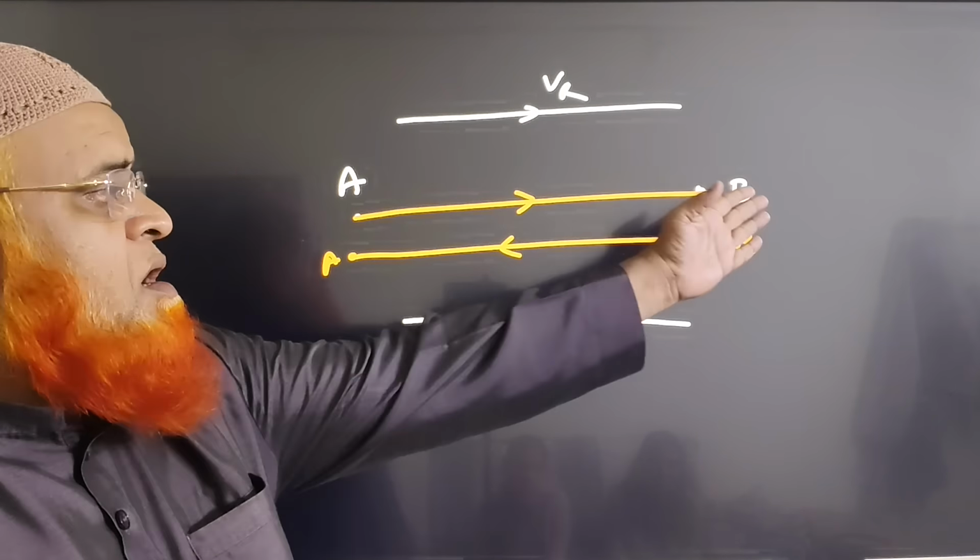Time is more, but path is less. Here path is more, but time is less. Is it clear what I am saying? Okay. So now I think you can find out what is theta.